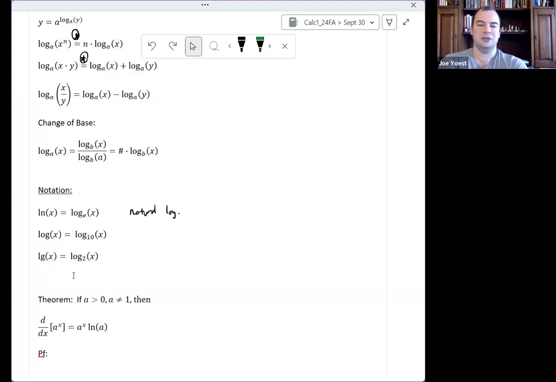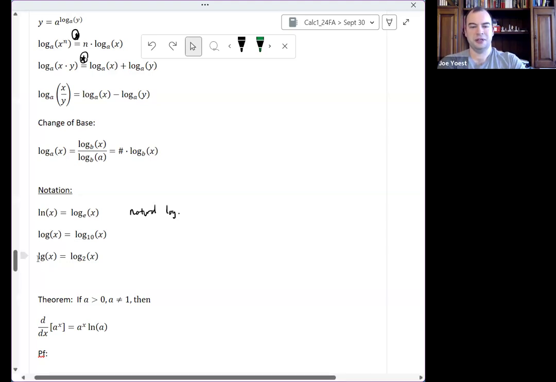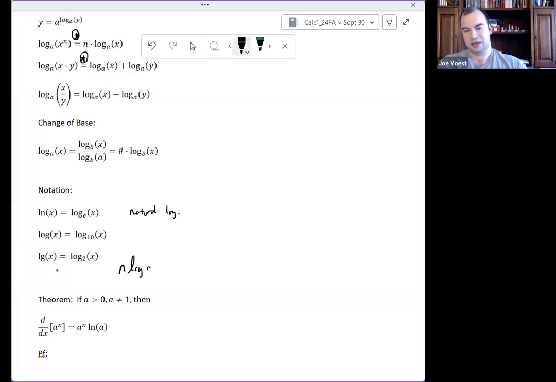Log base e is usually ln of x, natural logarithm of x. And the computer scientists, they like log base 2 for obvious reasons, bits and binary and all of that. And that's often abbreviated lg of x. However, if the context is clear, like you'll see in computer science, they just write n log n, and this is meant to be base 2.